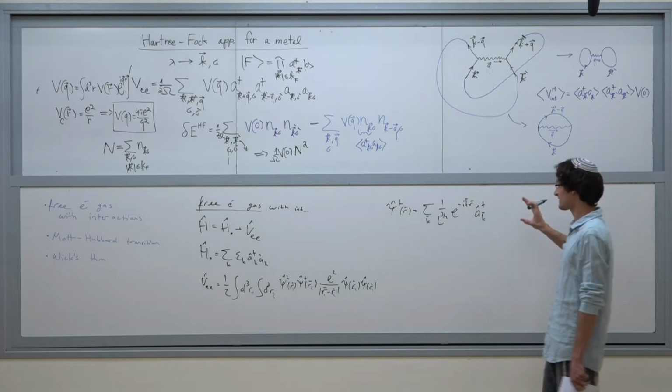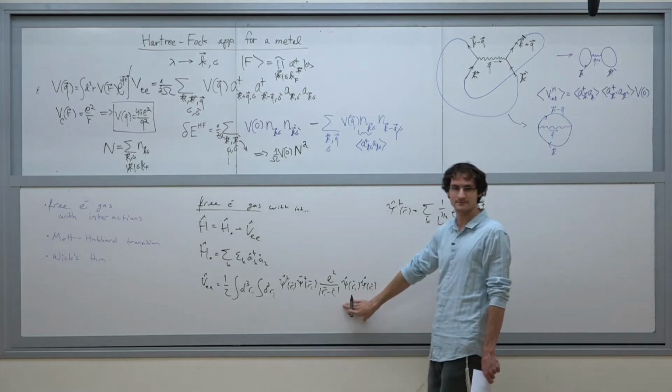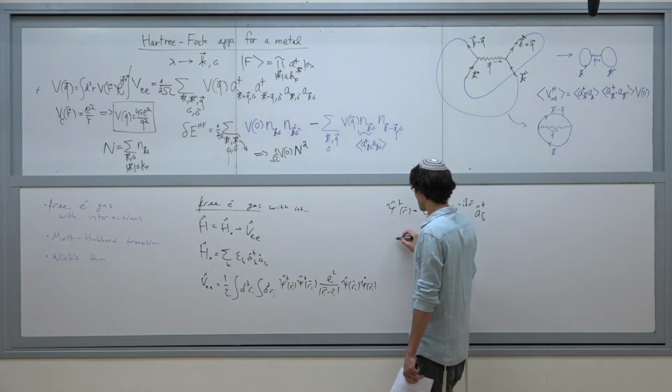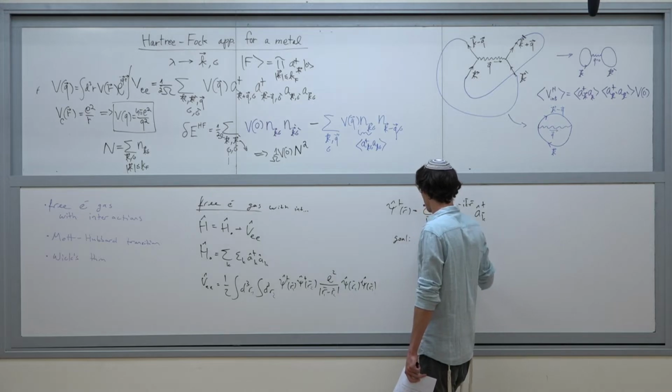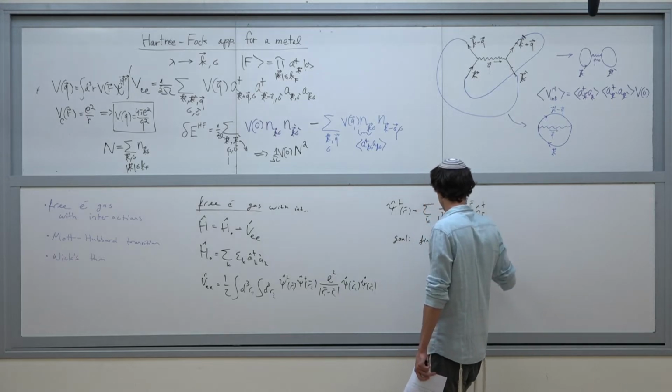Okay, so what we have to do is take this and plug it in here. Right? So our goal is to find the interaction in k-space.